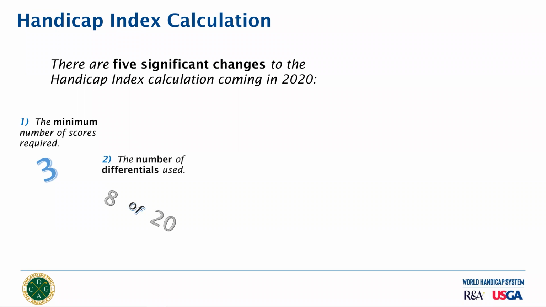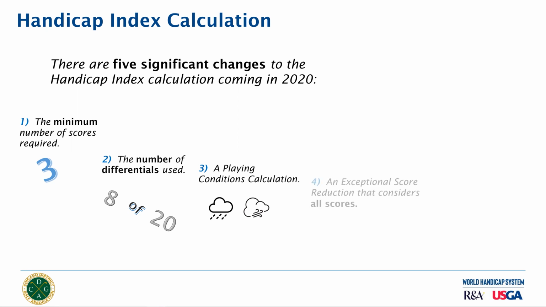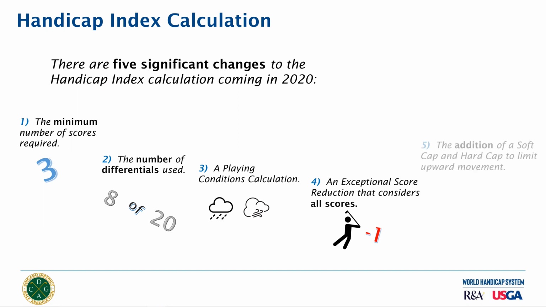The number of differentials used, 8 of 20. Under the current system. Under the previous system, it was 10 of 20. The playing conditions calculation, which we will go through. Exceptional score reduction that considers all scores. We'll review that shortly. And then we will finish off this section with talking about the soft cap and the hard cap, which limits upward movement of the index.